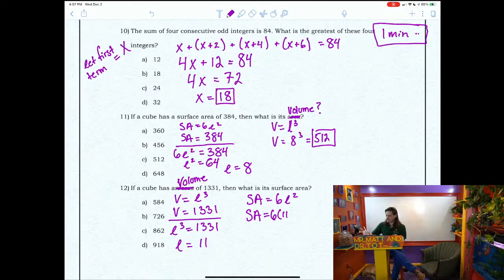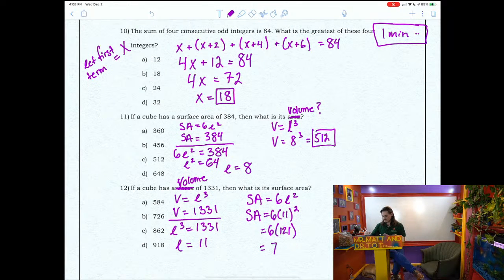Okay, so looking at number 10, what we can do is, because these values are odd consecutive integers, the difference between them on a number line is 2 units instead of just 1. So if the first term is x, we could pick the second odd term to be represented as x plus 2. The third odd integer would be x plus 4. And the fourth odd integer would be x plus 6. The reason, again, is because if it's odd, then it's going to be every other one, not just every value consecutively on a number line.